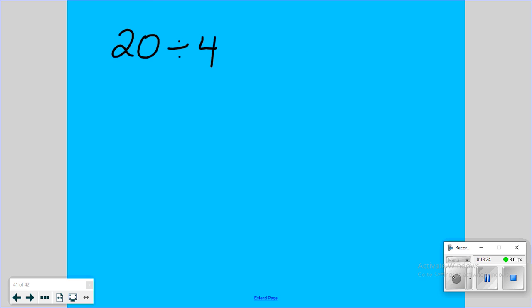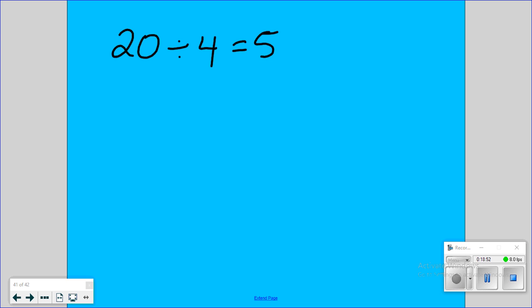Oh, it's so good. 4 groups. How many put into 4 groups gave me 5 in each group? Go ahead and write that equation on your desk. 20 things put into 4 groups gave me 5 in each group.